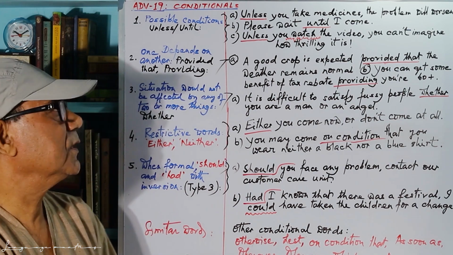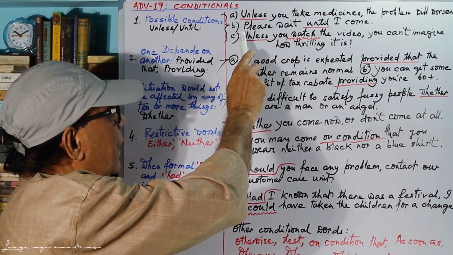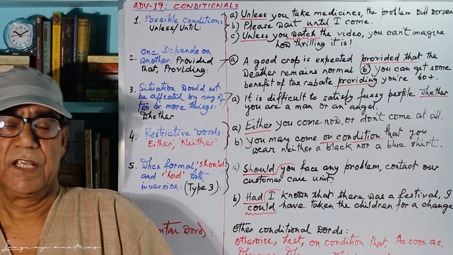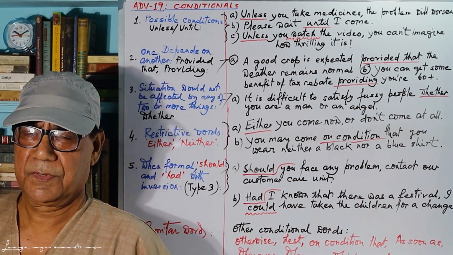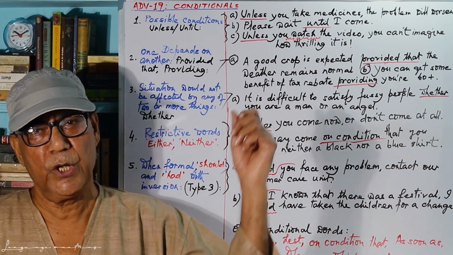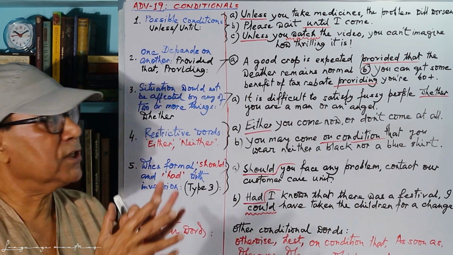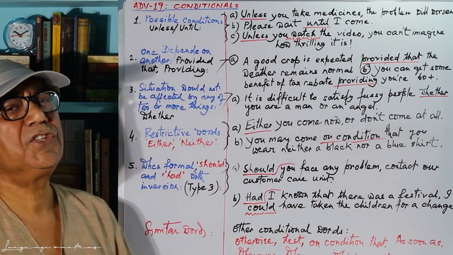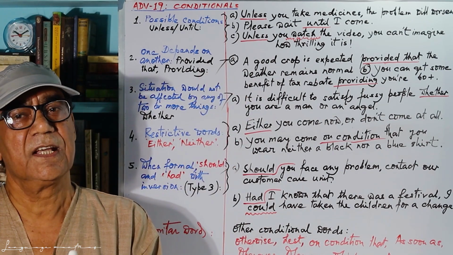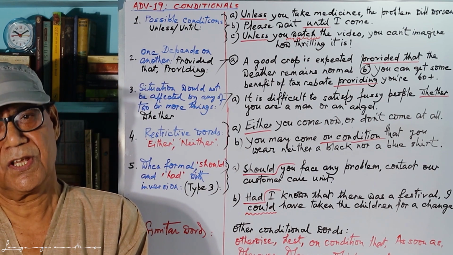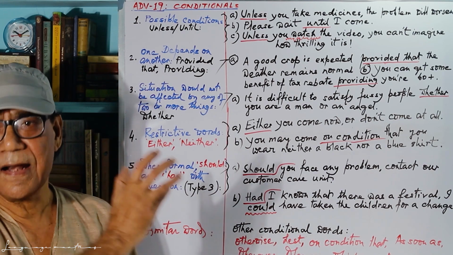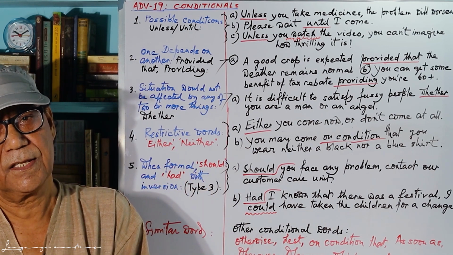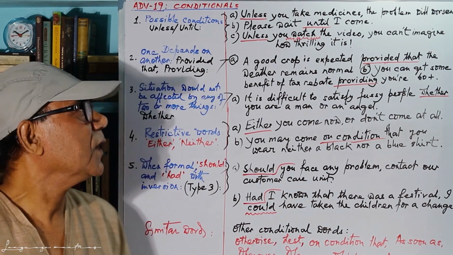Very nice. Now, next one: please wait until I come. Now it looks very much like type 0, but it is not type 0. There is no universal truth here, no general truth, no scientific truth. This is a simple sentence that is called an imperative sentence. Imperative sentences are like this. Therefore, don't compare with those 4 categories.